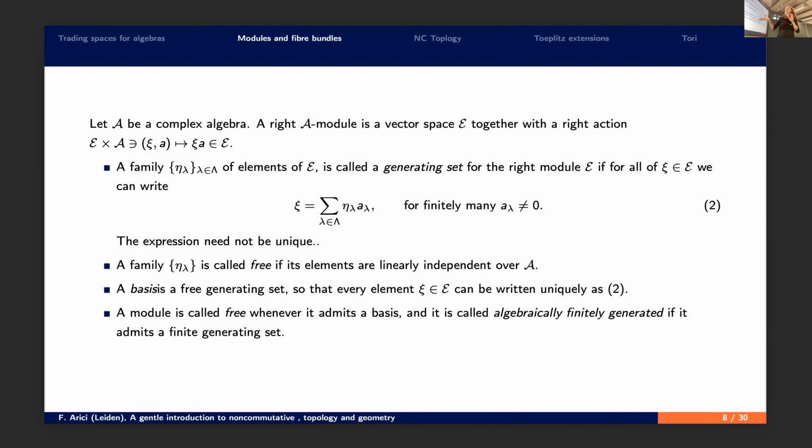And it's important to know that generating sets may not be unique, and the expression also may not be unique. Then a family of this form is called a free family if the elements of the family are linearly independent. A basis is a free generating set, meaning that it's a generating set such that every element can be written uniquely with one expression of this form. So we say that the module has a basis if it admits a generating set that is also free, such that its elements are linearly independent. And then a module is called free itself if it admits a basis, and it's called algebraically finitely generated if it admits a generating set that is finite.